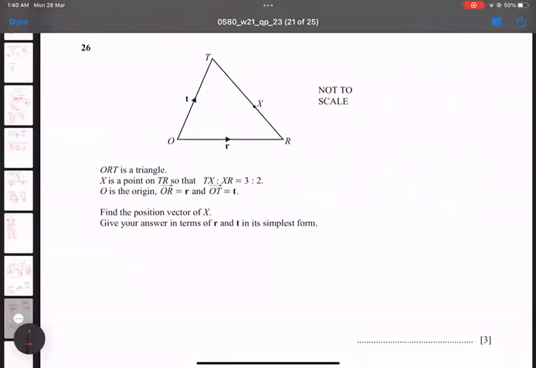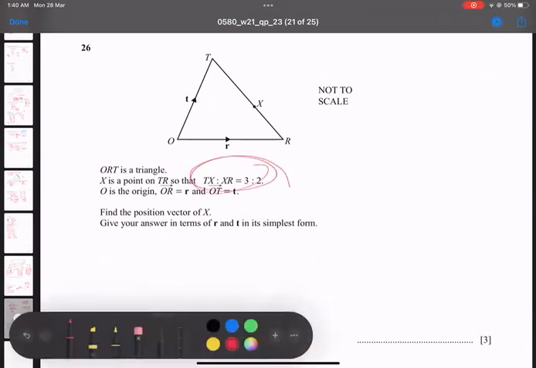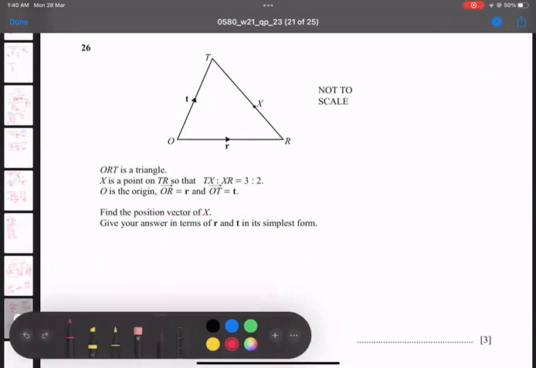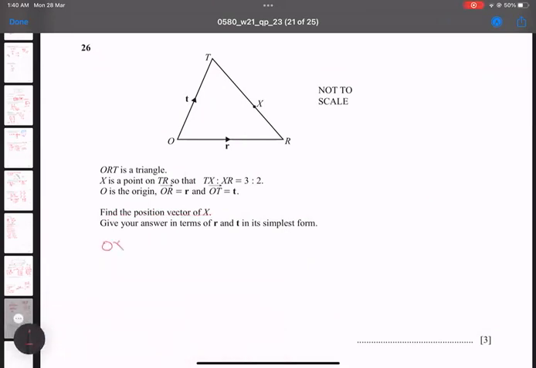And this question, how to do it? First of all, make sure we have ratio givens. Ratio given is a very important concept we have. What is the technique? We have to find position vector of x. Whenever position vector comes, start from O. So we need to find OX. This is our target.